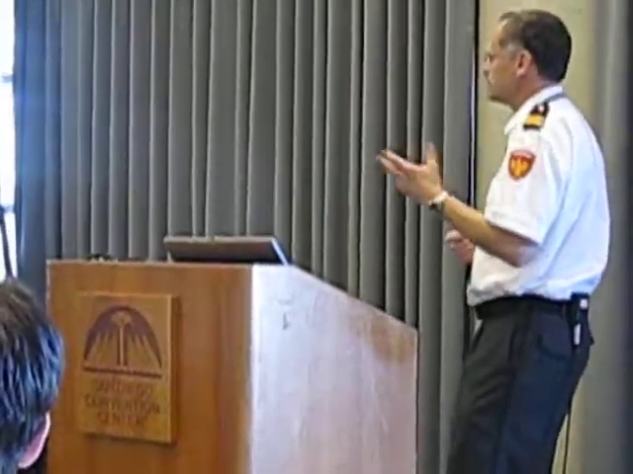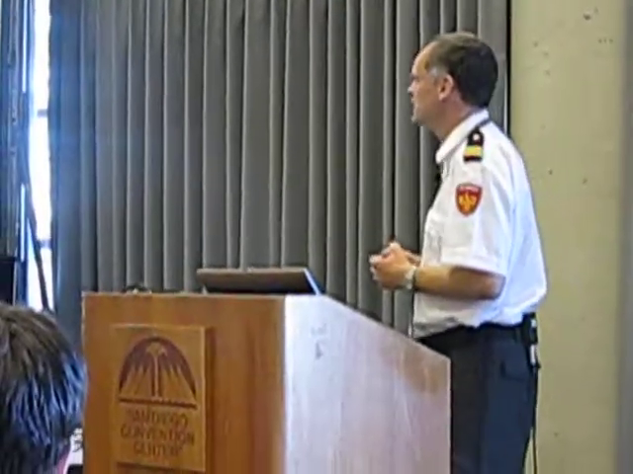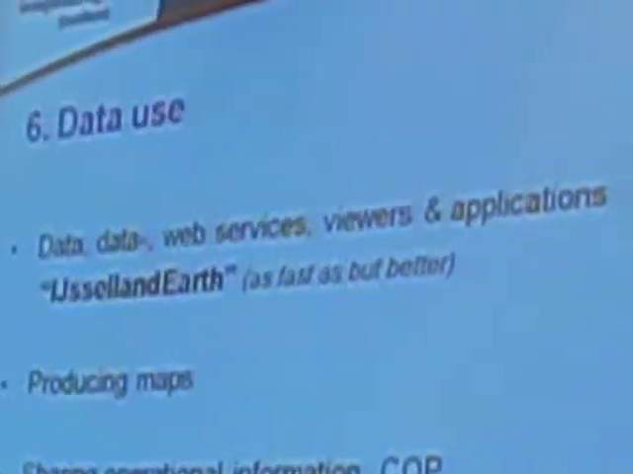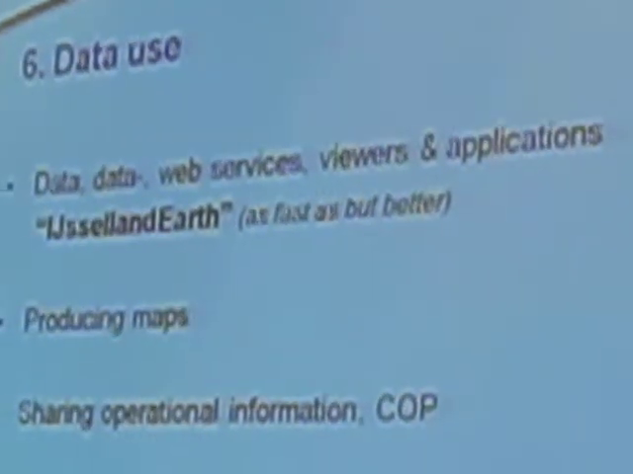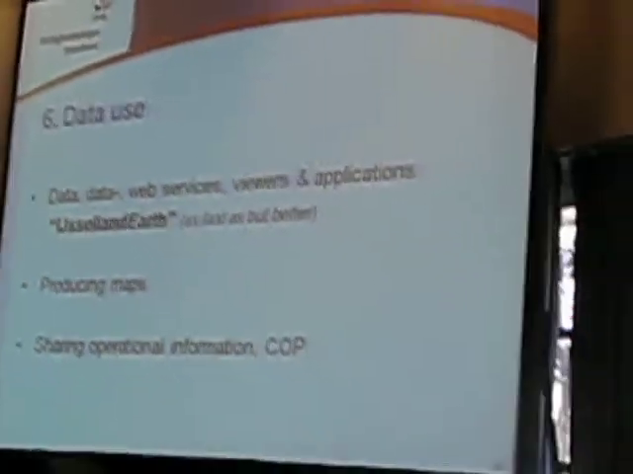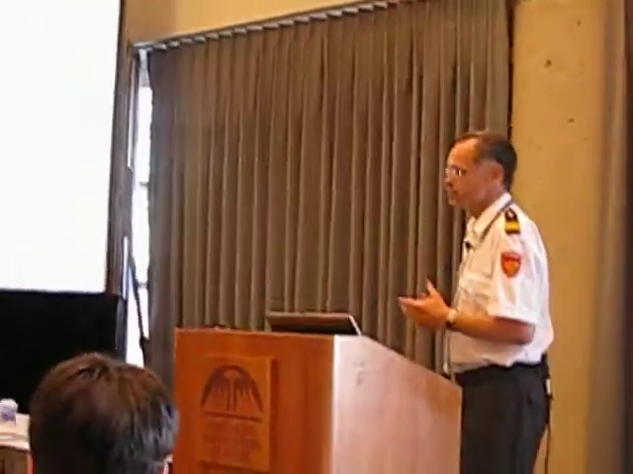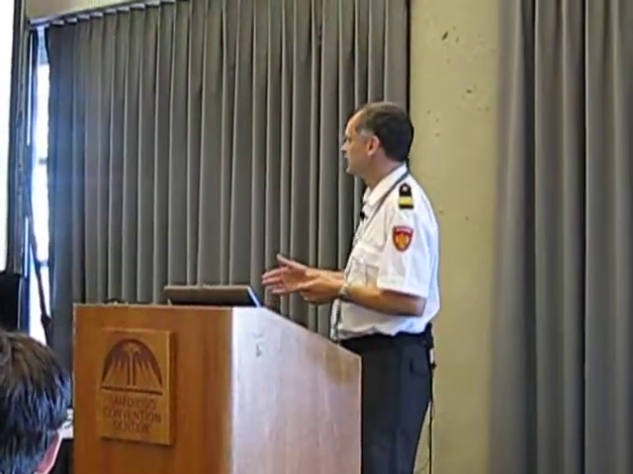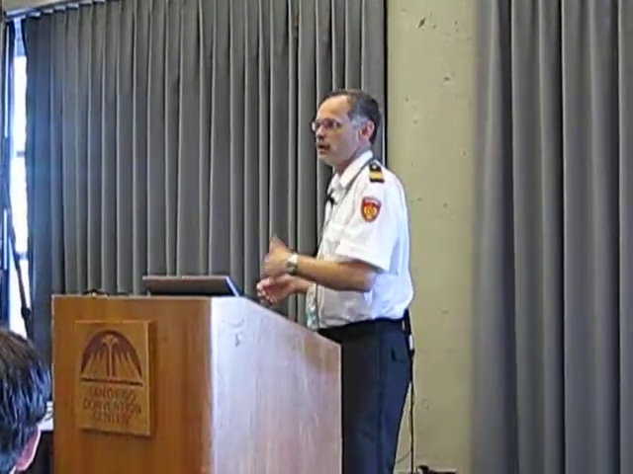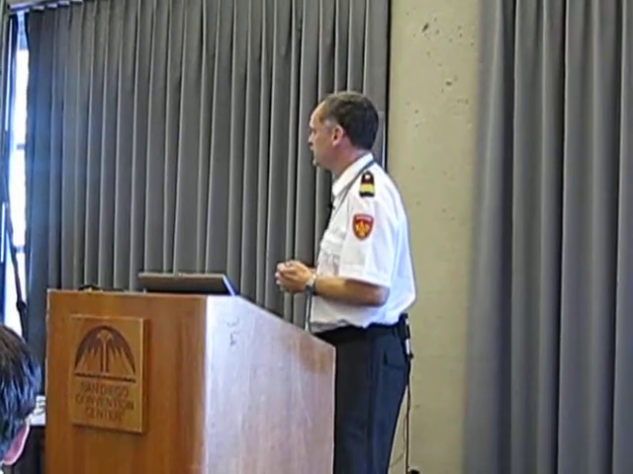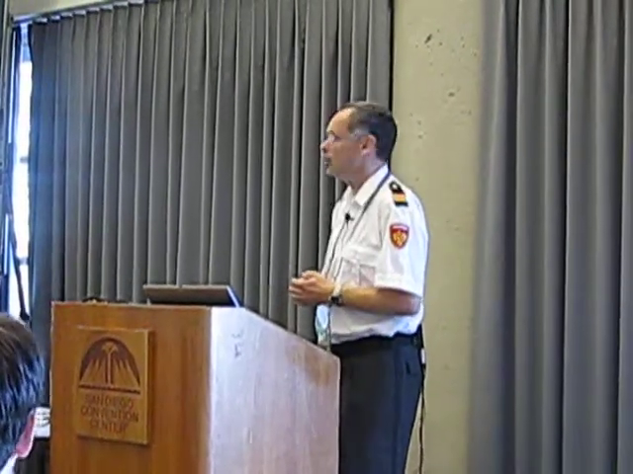Data use. I've mentioned all the different versions, and we use them in what we call IJsselland Earth, just as fast as Google Earth, but better. We use ArcGIS Server, which uses the same tiling technology as Google, with pre-rendered maps at different scales. But it is better because we have better aerial pictures and specific thematic layers for our work processes. Another subject is data use and sharing operational information, the common operational picture.